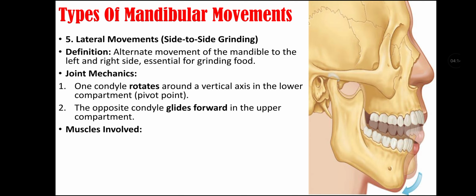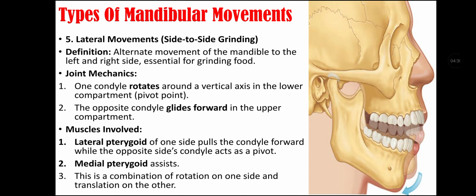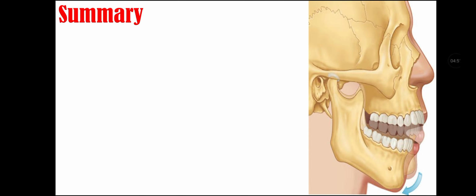Alternatively, we can say. Muscles involved in this movement include lateral pterygoid muscle of one side that pulls the condyle forward, while the opposite side condyle acts as a pivot. And medial pterygoid muscle assists in this movement, and this is a combination of rotation on one side and translation on the other side. As on one side there is rotation movement, and on the contralateral side or opposite side there is gliding movement, and the rotation movement occurs in lower compartment, and the gliding movement occurs in upper compartment in this case.